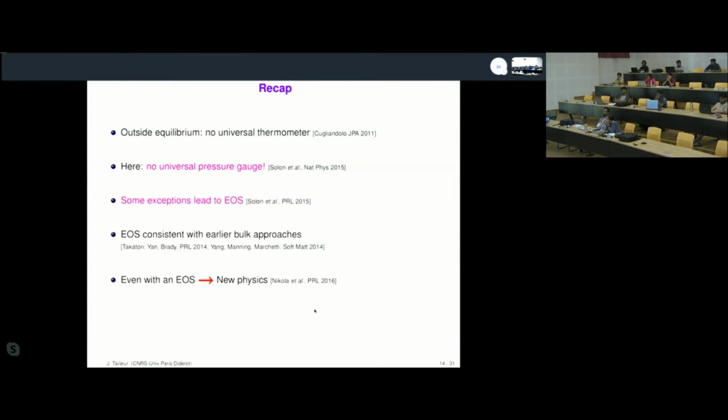There are some exceptions which lead to an equation of state. For instance, that's the case of spherical particles interacting with pairwise forces. In this case, the equation of state that we've computed is consistent with earlier approaches using the virial theorem, or virial formula. And nevertheless, even in these cases in which you have an equation of state, don't believe that everything is like in equilibrium. Even in these cases, you have new physics. Now, I will turn to discussing the physics behind this equation of state, because I think that everyone should be surprised that this momentum non-conserving system can have an equation of state. But before I do that, I'd like to know if you have some questions.